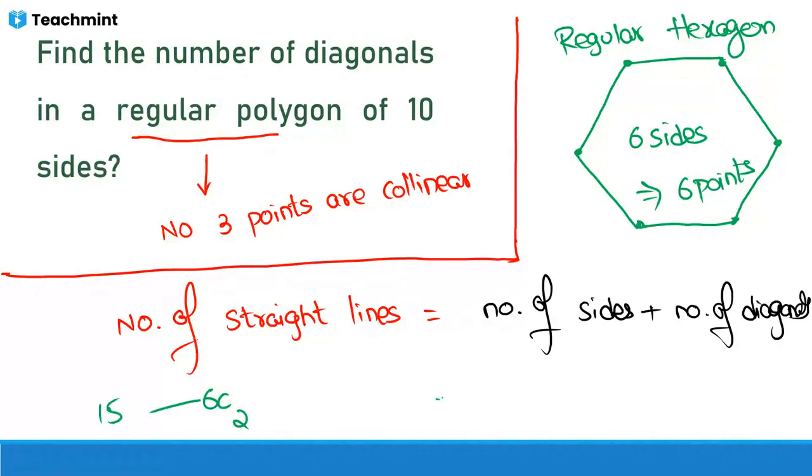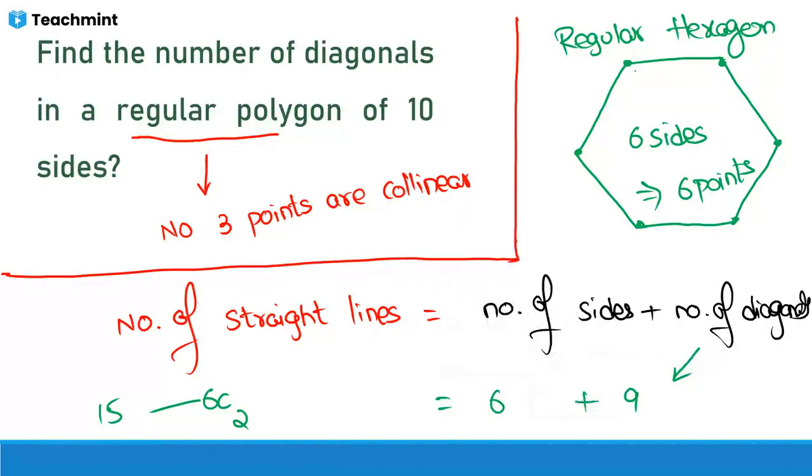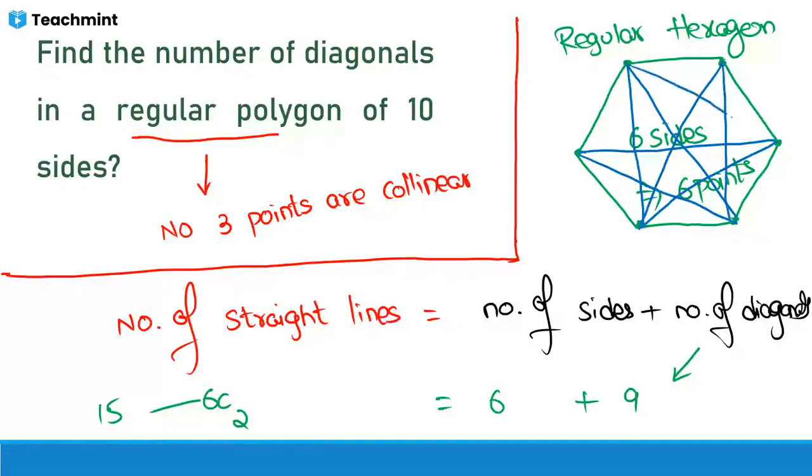That is the number of sides plus diagonals. Diagonals are 9. How are you saying diagonals are 9, sir? I'll show now. One diagonal, 1, 2, everyone can see, 3, 4, 5, 6, 7, 8, 9. I hope you can sense 9 diagonals here. So the total straight lines is nothing but sides plus diagonals, my dear.